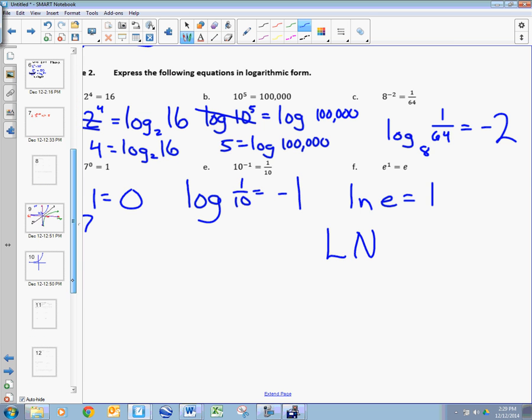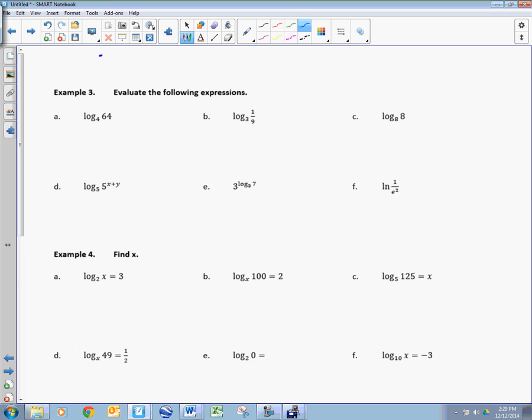Okay, flip your notes over. Evaluate the following. So log base 4 of 64 is equal to some number x. What that means is 4 to the x power is equal to 64. Therefore, x is 3.